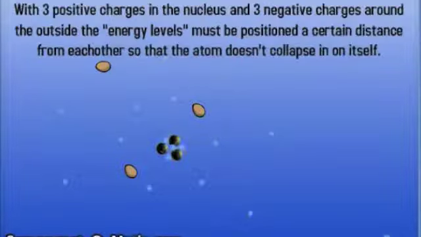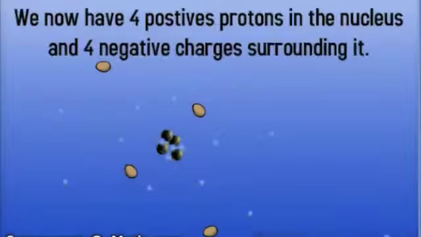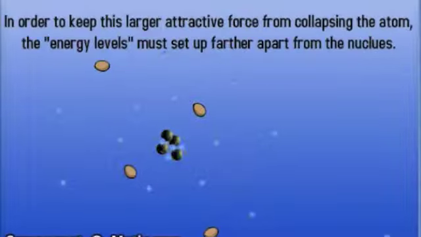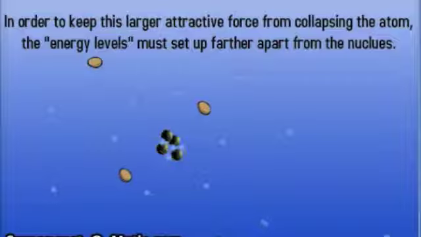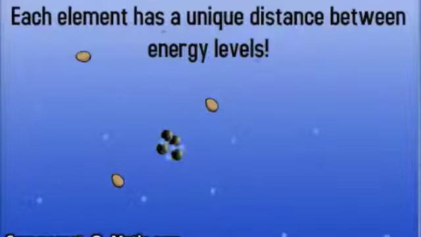This is important. With 3 positive charges in the nucleus and 3 negative charges around the outside, the energy levels must be positioned a certain distance from each other so that the atom doesn't collapse in on itself. Let's look at another element like beryllium. We now have 4 positives in the nucleus and 4 negatives surrounding it. In order to keep this large attractive force from collapsing the atom, the energy levels must set up farther apart from the nucleus. Each element has a unique distance between energy levels.